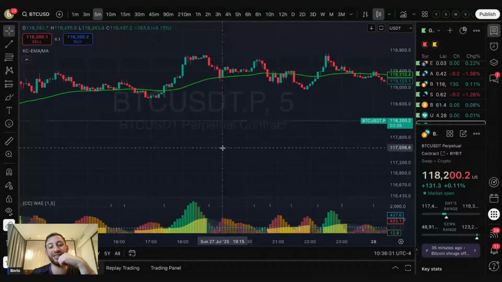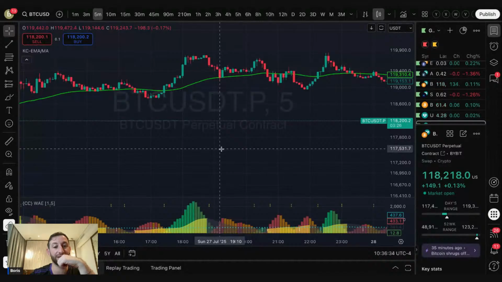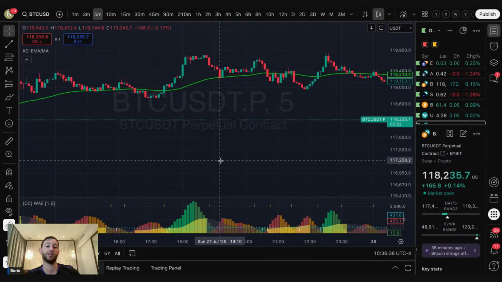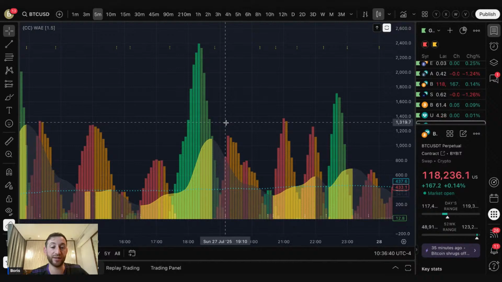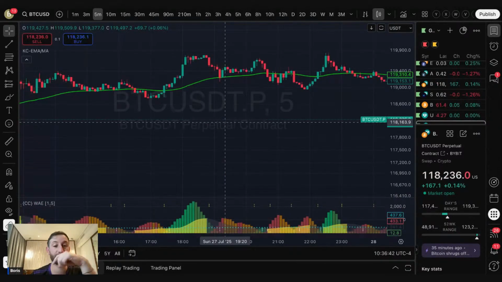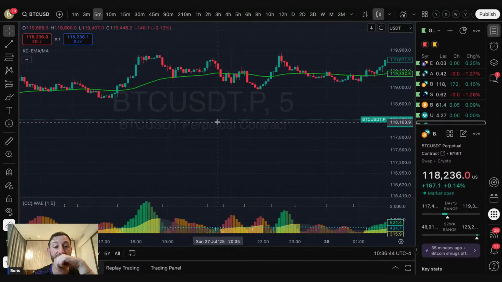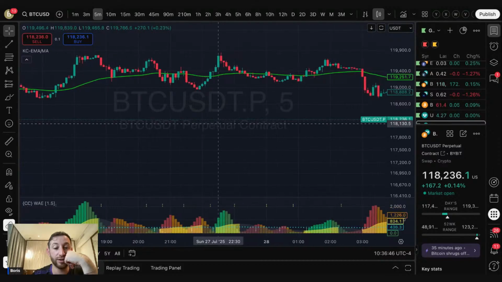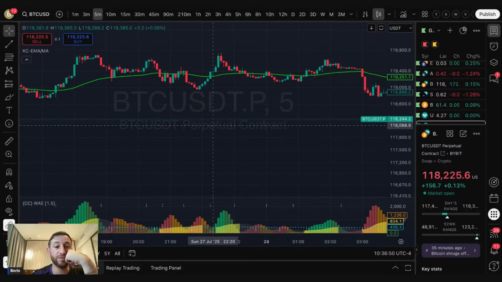And you could also use this as an exit indicator, right? It tells you here that the momentum has wound down, so you want to exit right here. And that would have actually been a great exit point. And again, it tells you to go long right here.